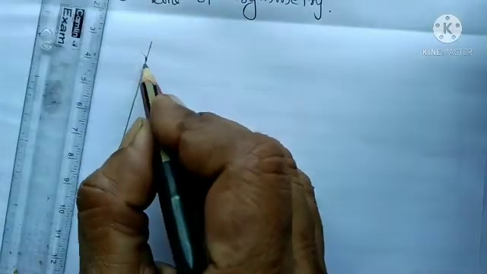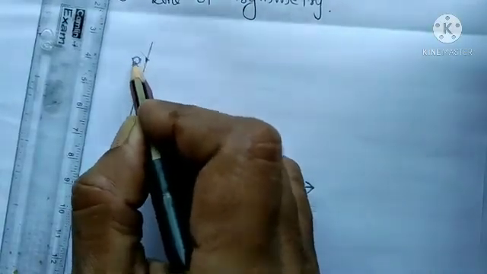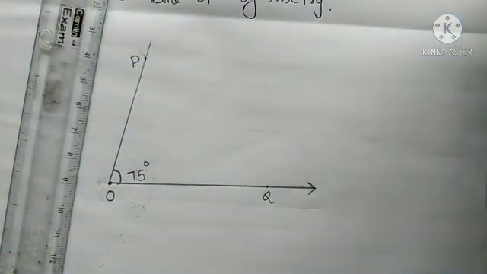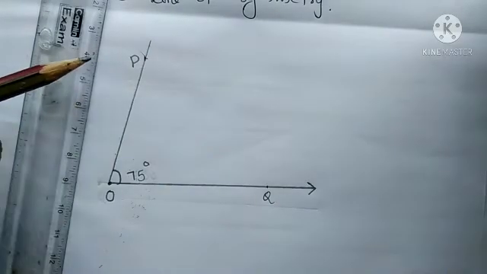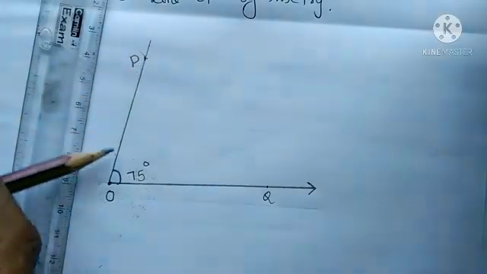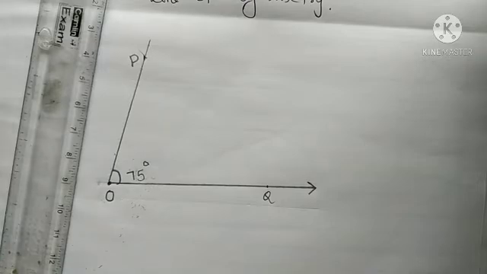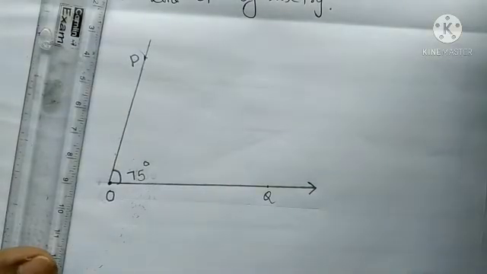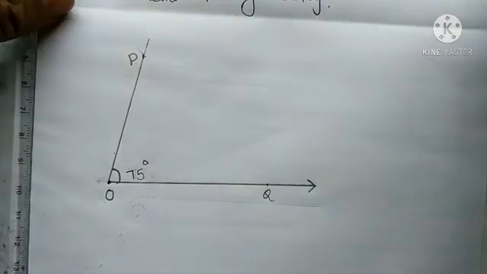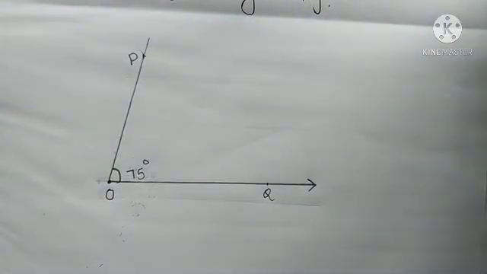Then this letter should be P. Now this angle POQ is equal to 75 degree. Next we are going to construct its bisector or line of symmetry. How will we construct? Which tool do we have to use now? Compass. Is it?